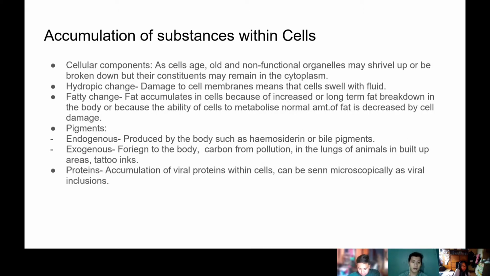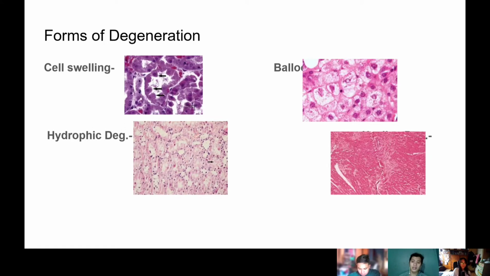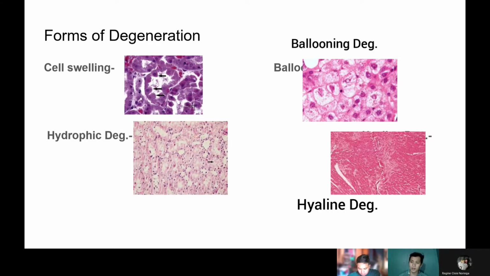Next are the forms of degeneration. First off is cell swelling, an early change that occurs in most types of acute injury and which may be a prelude to more drastic changes. Next is ballooning degeneration, or balloon degeneration.